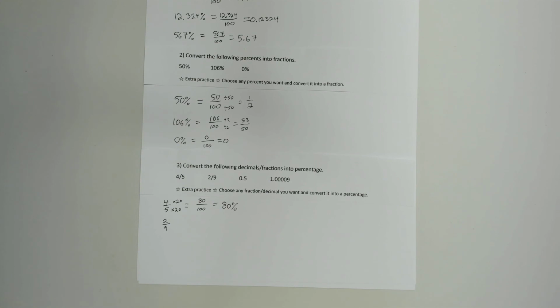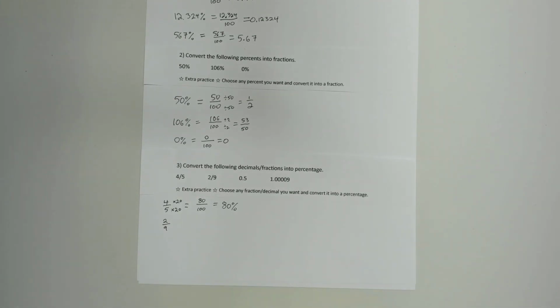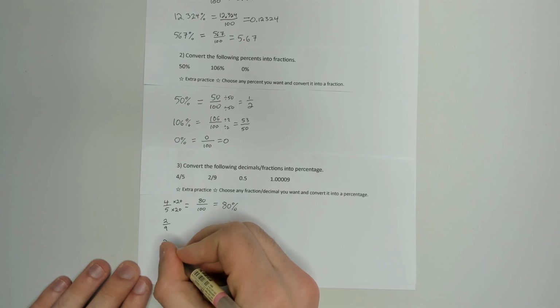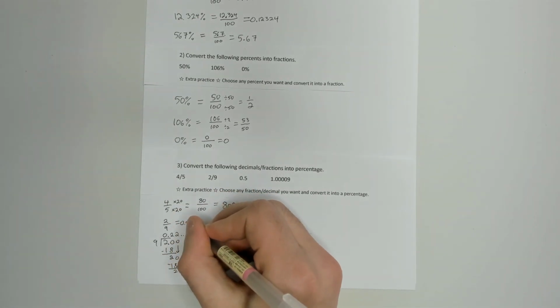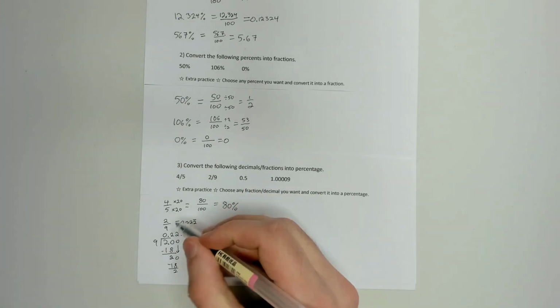9 will not go into 100 very nicely, so what we're going to have to do instead is first convert this into a decimal, and then take that decimal and convert it into a percent. So we will start with doing the long division of 2/9. So what we get is 2/9 is just 0.222 repeating. But what's nice about this is now we have a decimal, right?